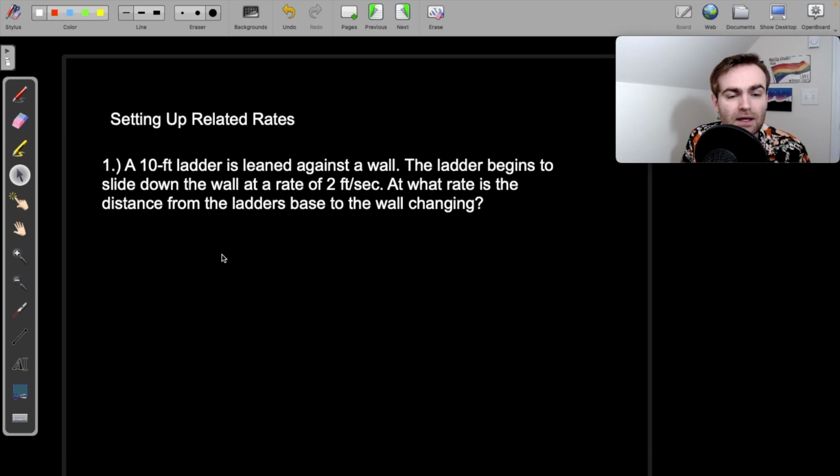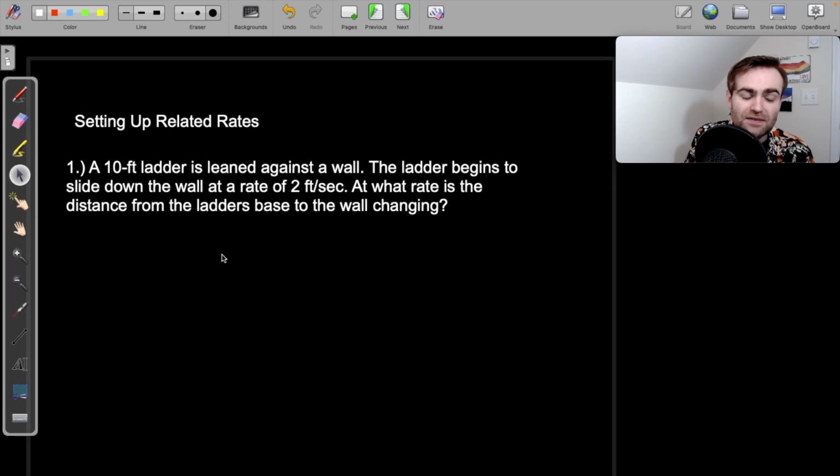So I'm going to move the first one out of the way for us so that we can talk about that one later. The first thing we're going to talk about is we have a 10-foot ladder that's being leaned against a wall. The ladder begins to slide down the wall at a rate of 2 feet per second. At what rate is the distance from the ladder's base to the wall changing? I think I did give us all the information we really needed for this one, but we're just going to set it up and see what that looks like.